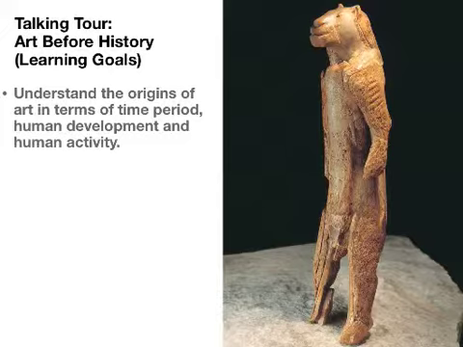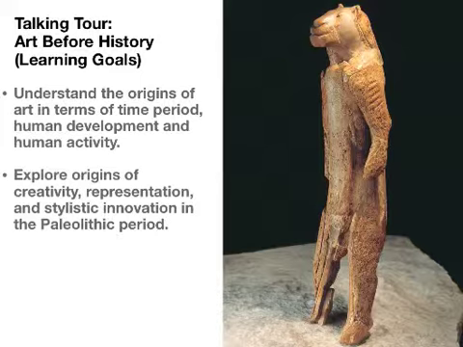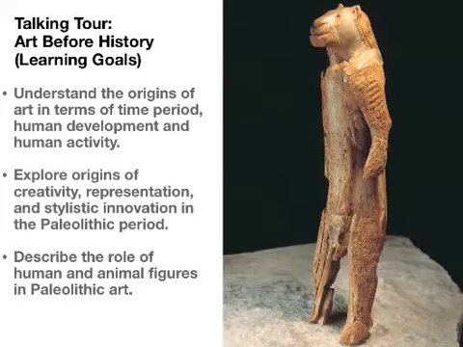And we'll see that definitely throughout this particular chapter, in which we begin with a pebble that seems to resemble a human face and a grotesque woman that at their time were probably not considered art, but are at this point in human history. We're also going to explore the origins of creativity, representation, and stylistic innovation in the Paleolithic period, with some brief discussions of what we can best presume was happening during the Paleolithic period in terms of artistic representation. And then we are also going to describe the role of human and animal figures in Paleolithic art.